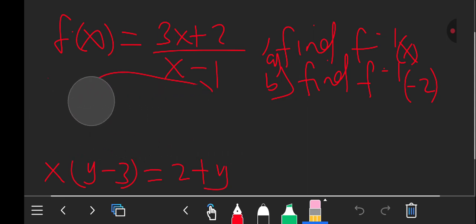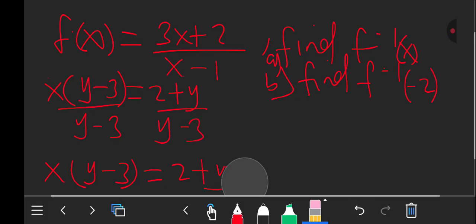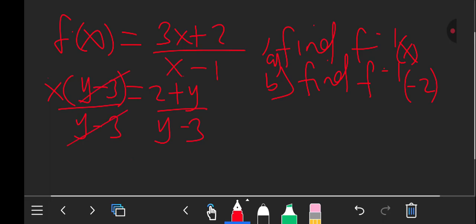So what I'll do next here, since what I have is x open bracket y minus 3 is equal to 2 plus y, I can divide on both sides by y minus 3. Okay? Once I divide, I'll cancel out this because it is just giving 1. So x will now be equal to 2 plus y over y minus 3.